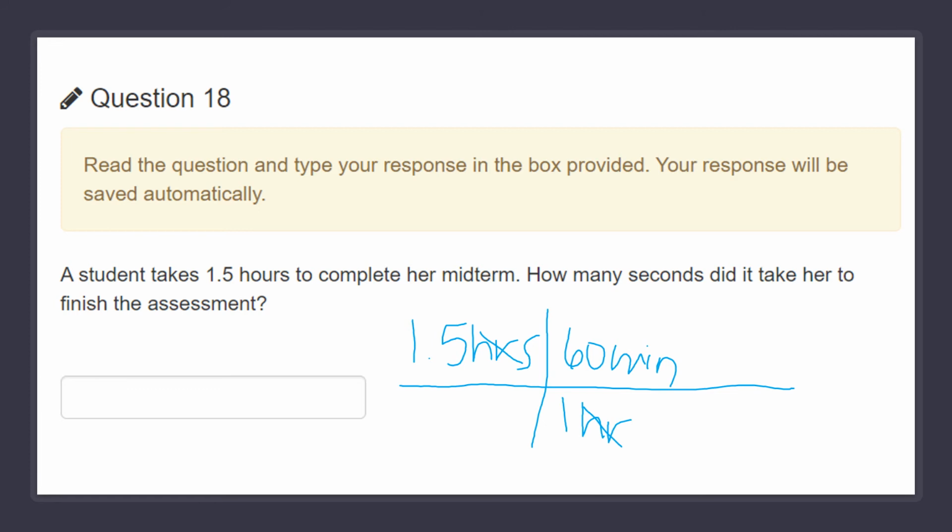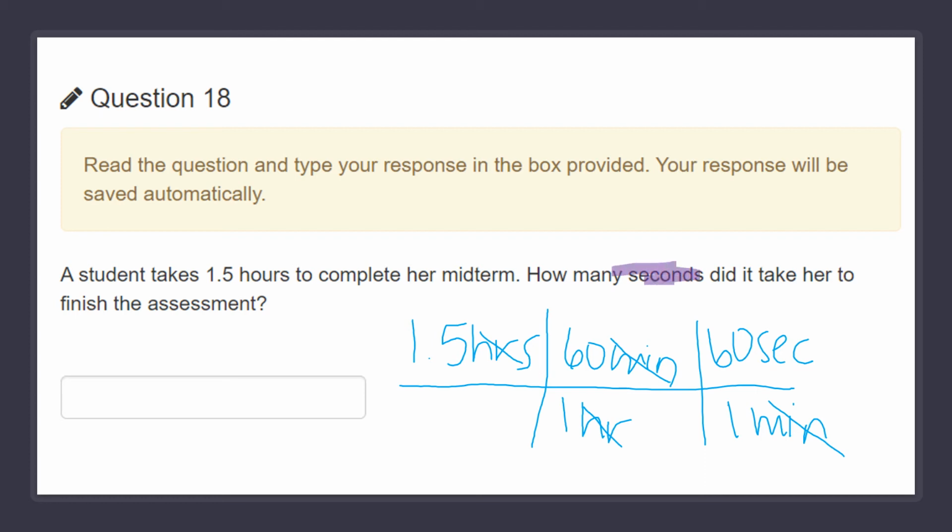Now that we're in minutes, we can convert to seconds because we know that there are 60 seconds in 1 minute. So again, carefully putting 1 minute in the bottom, 60 seconds in the top. Minutes are going to eliminate. Remember that the numbers don't eliminate, only the units eliminate. So at this point, we are in seconds, which is what it asked us to do.